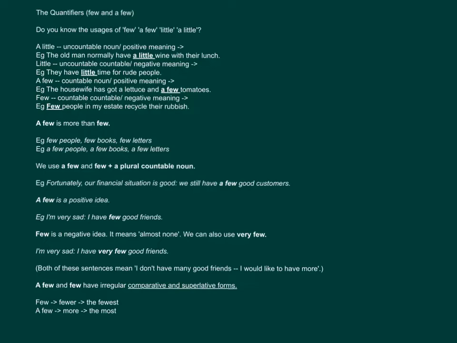It means almost none. We can also use very few. I'm very sad. I have very few good friends. Both of these sentences mean, I don't have many good friends. I would like to have more. A few and few have irregular comparative and superlative forms. Few, fewer, the fewest. A few, more, the most.